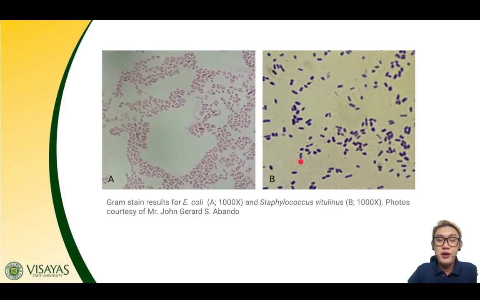So after your Gram staining reaction, if it is pink to red, that means the cell is Gram-negative. If it is blue to violet, then that bacterial cell is a Gram-positive bacterium. Here is a result from one of my thesis students who has investigated antibiotic-resistant bacteria in swine. This is his comparison of a Gram reaction. You have here E. coli, which is a Gram-negative bacterium, and Staphylococcus vitulinus, which is a Gram-positive bacterial cell.